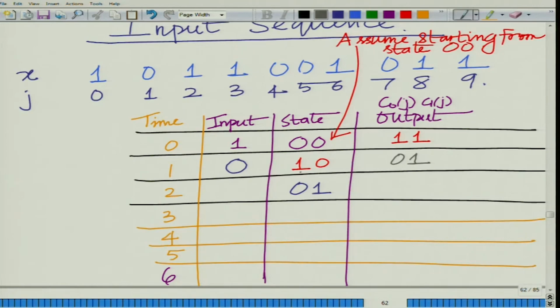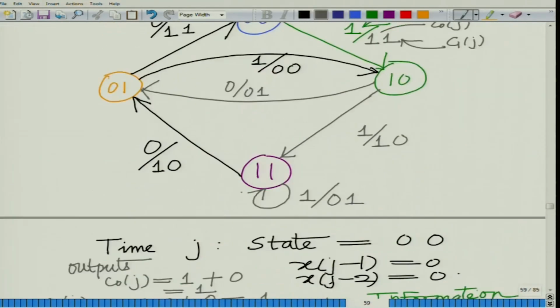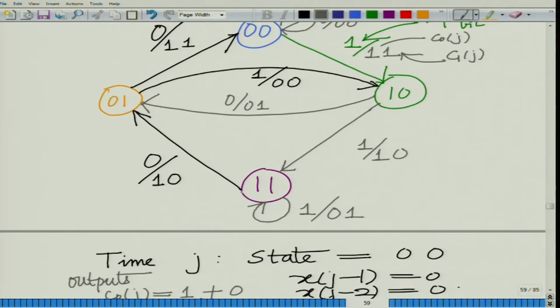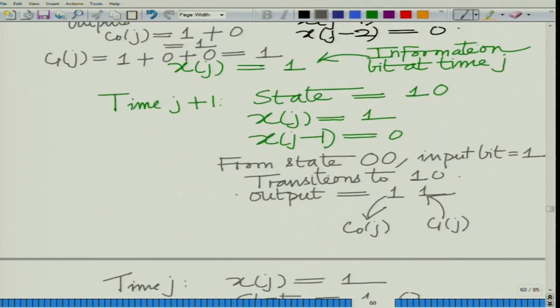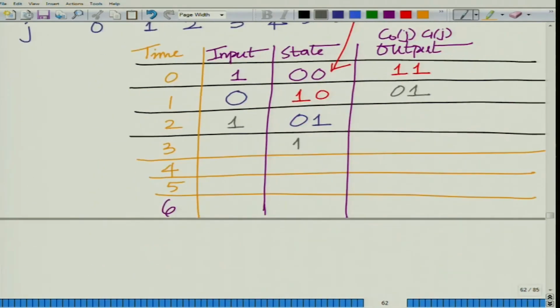Now we are in state 0 1, at time instant 2, input bit is 1. We are in state 0 1, input bit is 1, next state, correct, next state is 1 0 and output bits are 0 0. And in this fashion we can fill the table.